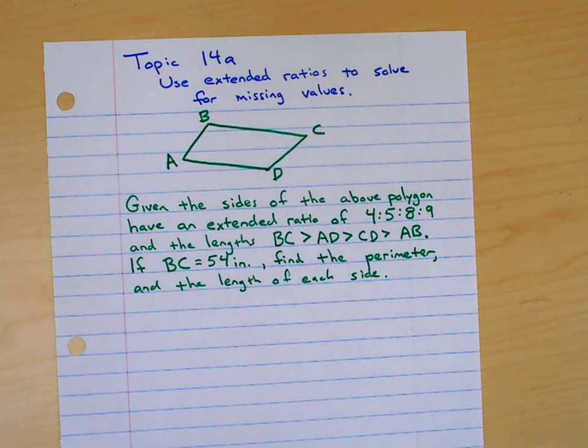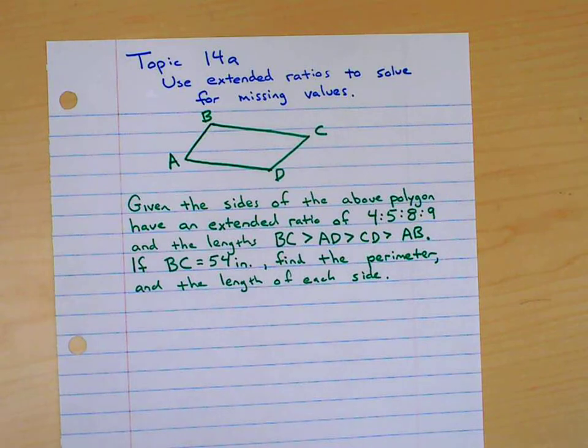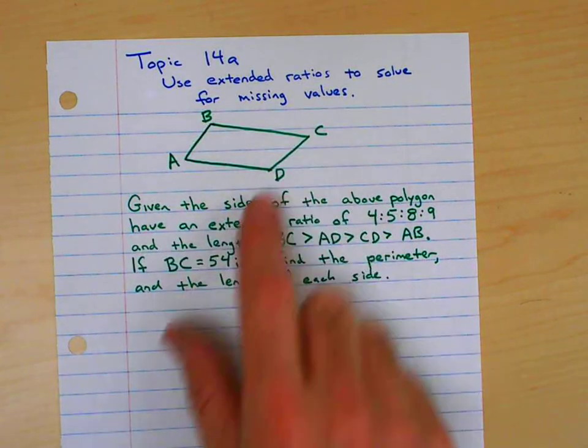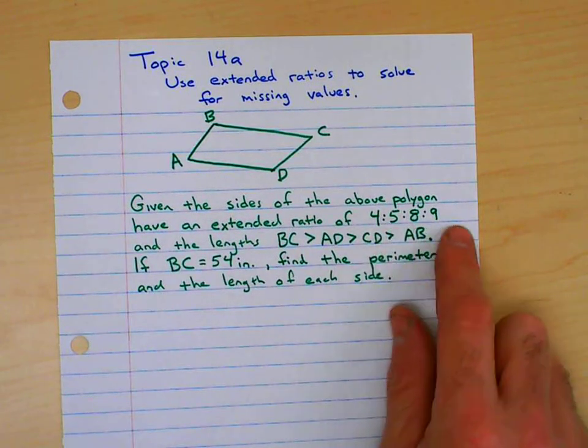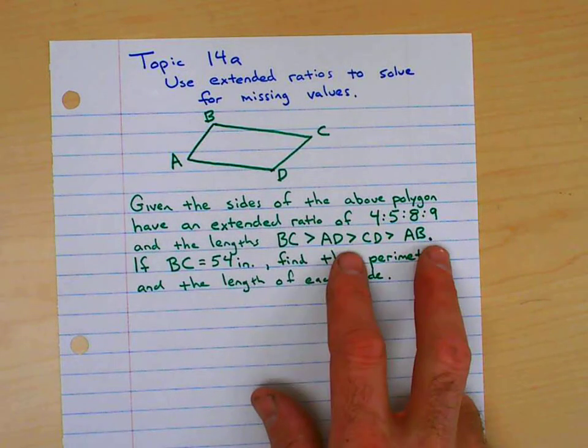Now we're going to go ahead and review 14a. We're using extended ratios to solve for missing values. Given the sides of the above polygon, this polygon ABCD, we have an extended ratio of 4, 5, 8, 9.